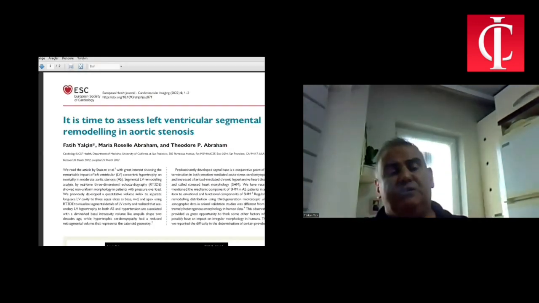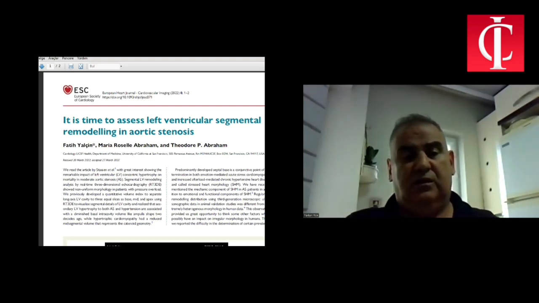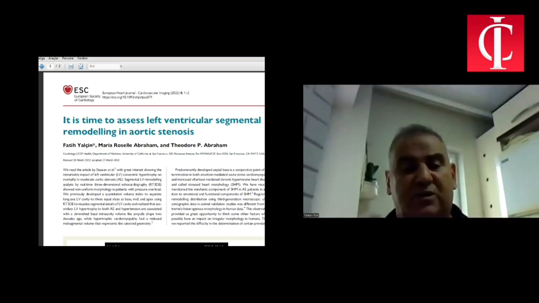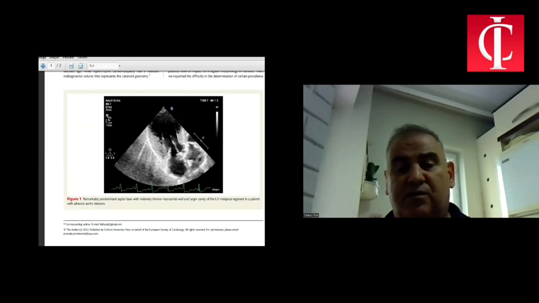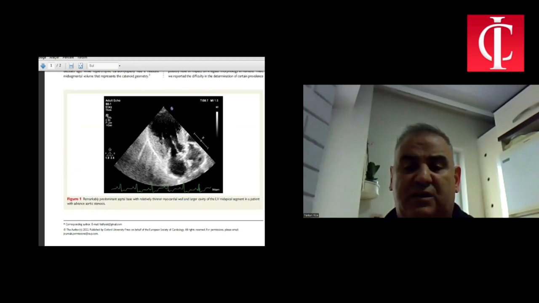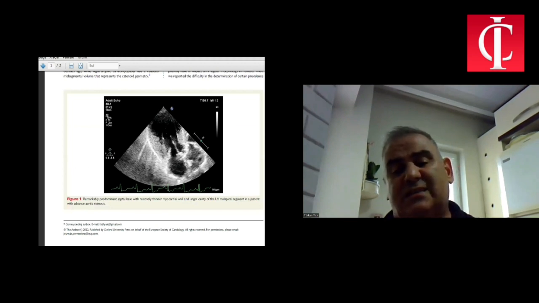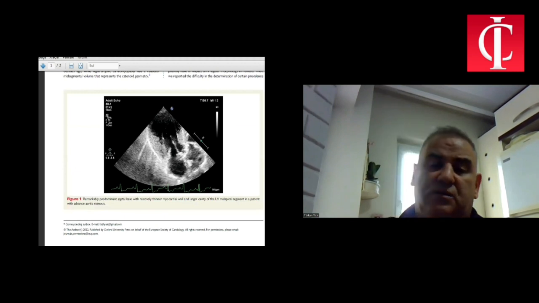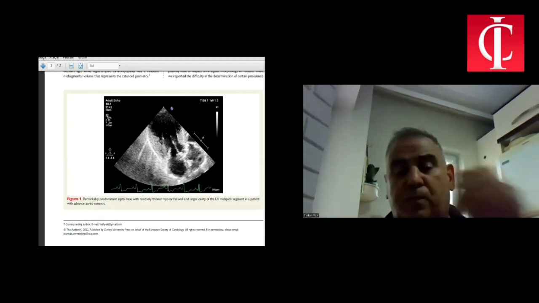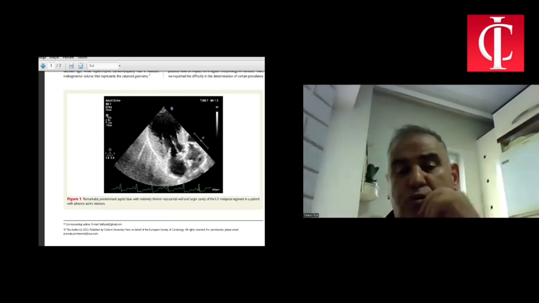And as I mentioned, we published our hypothesis that it's time to assess left ventricular segmental remodeling. Really, as you can see, again, quite heterogeneous morphology. It's hard to take a cross-sectional measurement to assess the global left ventricular function or morphology. You have to focus on all segments: apical, middle, and basal.